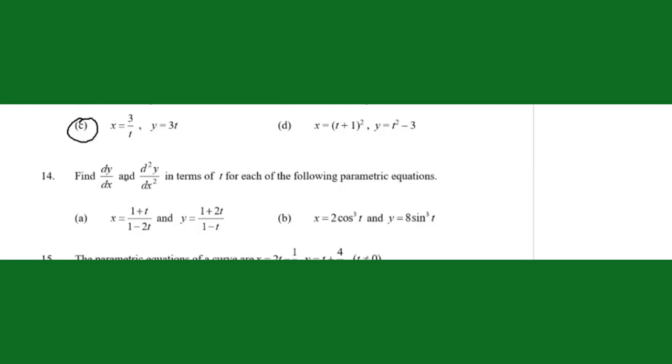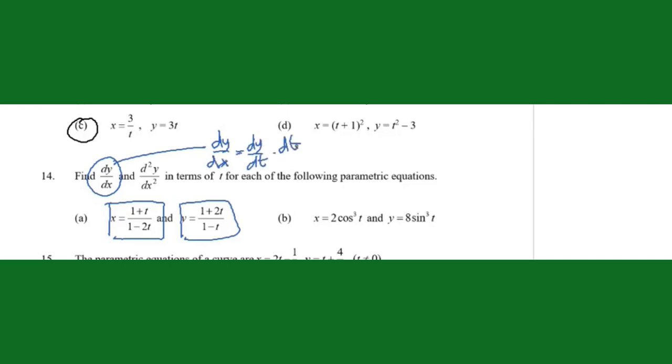Okay, so now dy/dx. This is a parametric variable t, with x in terms of t and y in terms of t. To find dy/dx, you need to use what we call the chain rule: dy/dt times dt/dx. Find dy/dt, find dx/dt. Done.